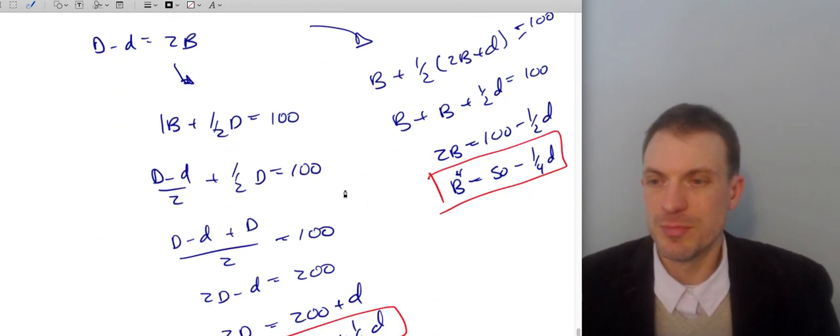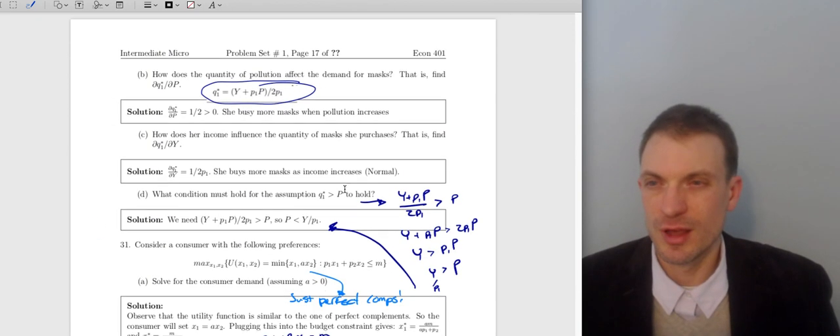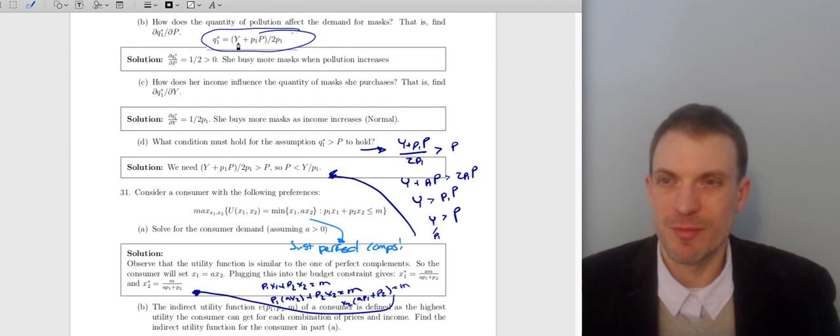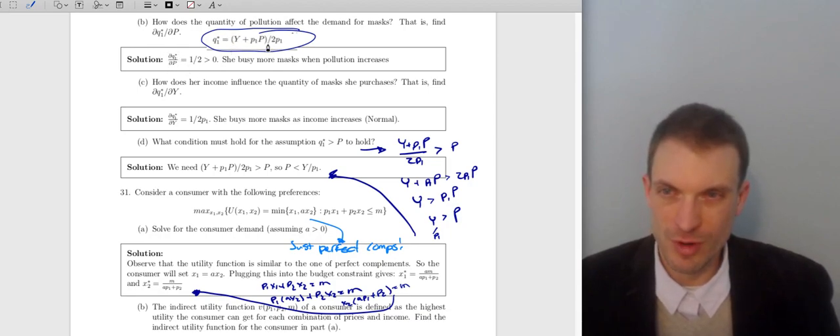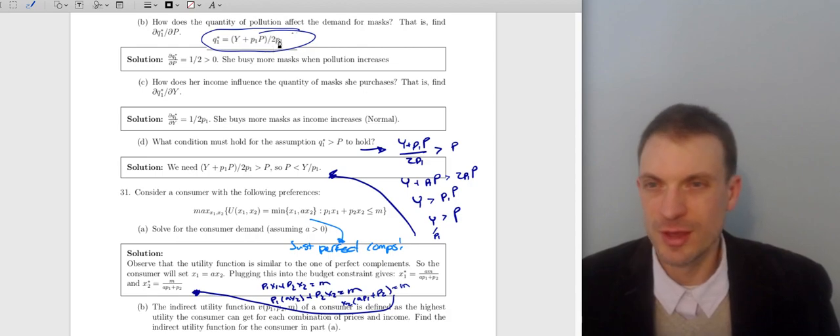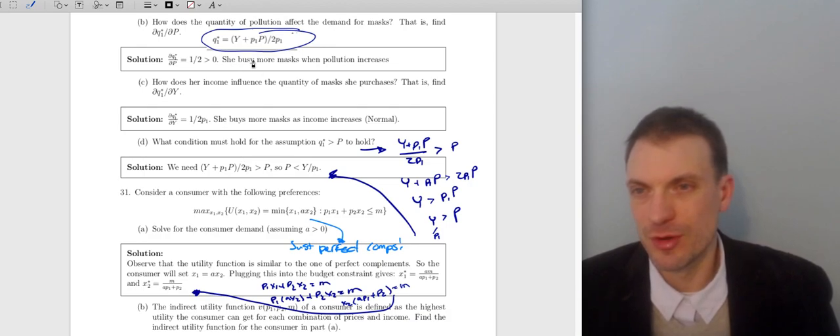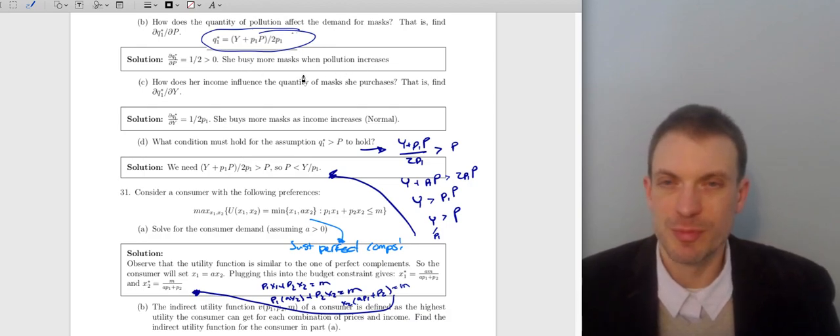All right, part B. How does the quantity of pollution affect the demand for masks? Well, here was my demand for masks, so let's take the partial with respect to pollution. So dQ1/dP is going to be 1/2, because this is going to be a 1 for the numerator, and we can think of this as 1/2 times this stuff. So she buys more masks when the pollution increases.